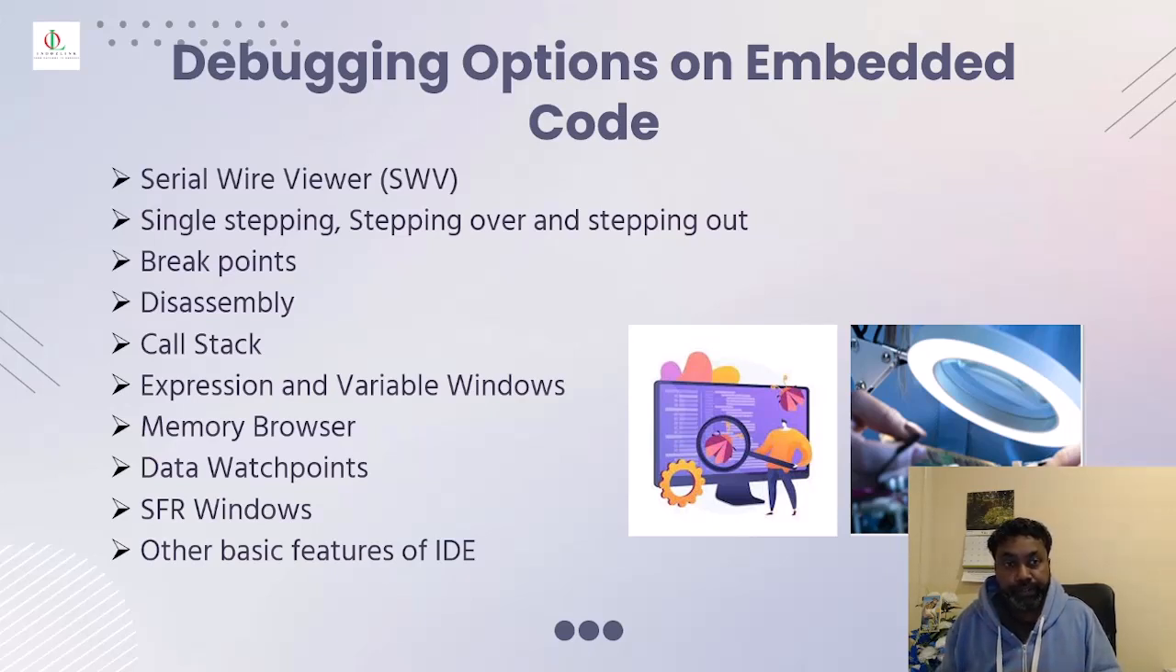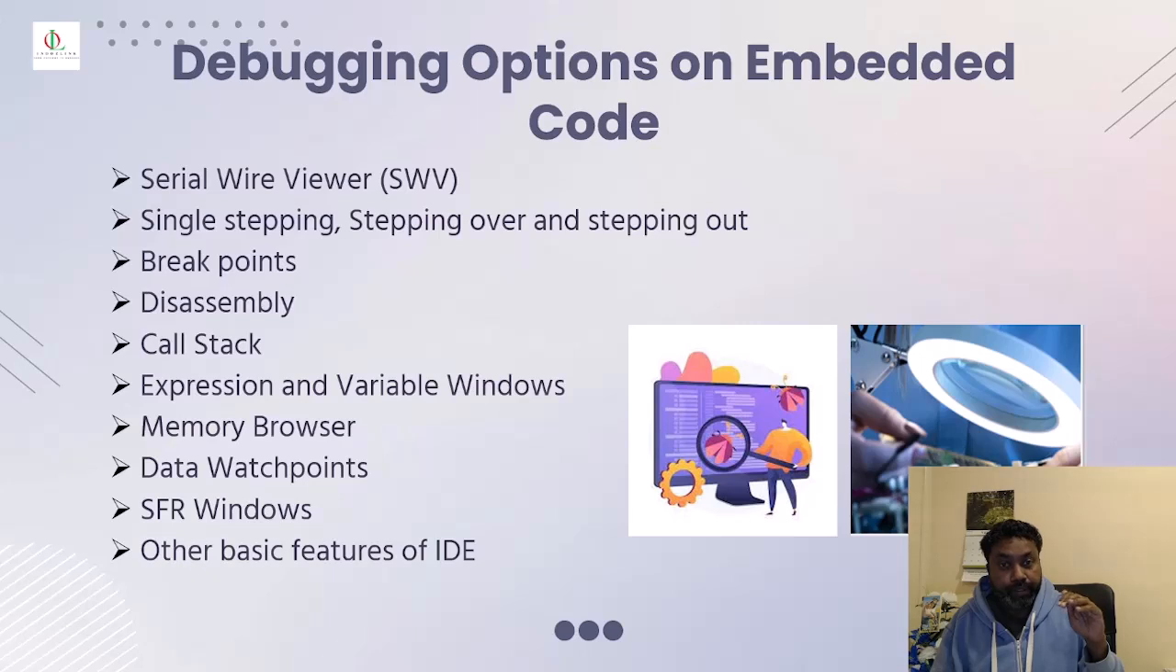First off, we're going to see the serial wire viewer. Through that pin connector, through one of the pins, you get serial wire output. So you can use that pin to see the serial wire viewer. You can debug. The next one is single stepping, stepping over and stepping out. Single stepping is when you debug line by line, stopping the program exactly at that line, and you can see what that piece of code is up to.